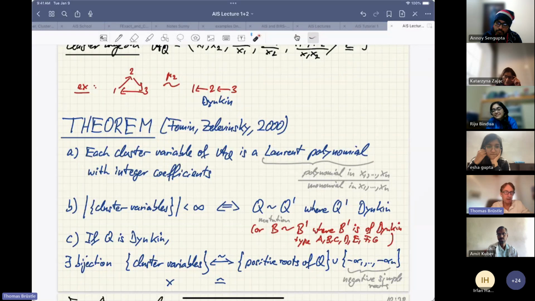You get so many. In type D, you get so many. In type E6, you get how many indecomposables? This was a question to the audience. How many indecomposables for type E6? You need to remember this by heart. There's 36. There's 36 positive roots for type E6. Yeah, E7 has 63 and E8 has 120.